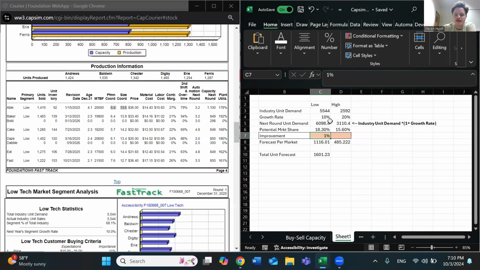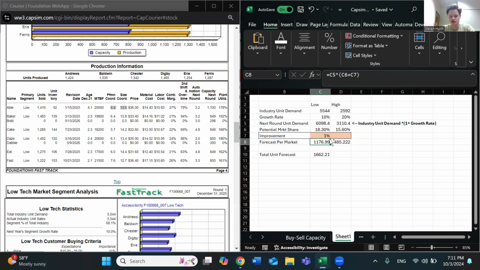It's essentially just saying my market share is going to improve by 1% more. So you need to take this into account in your forecast per market section right here, and you need to change this formula. So I'm going to delete the whole formula just for you guys. Press equals this next round unit demand right there times, I'm going to throw a parentheses in right here, this potential market share plus improvement. And I'm going to close that off.